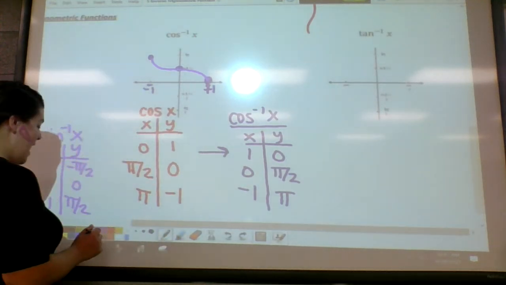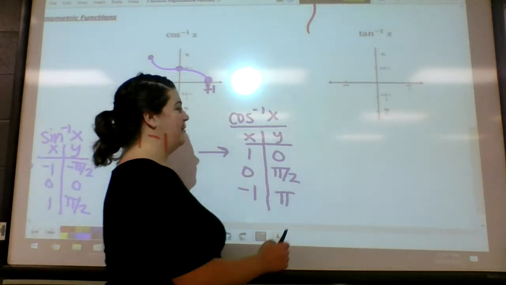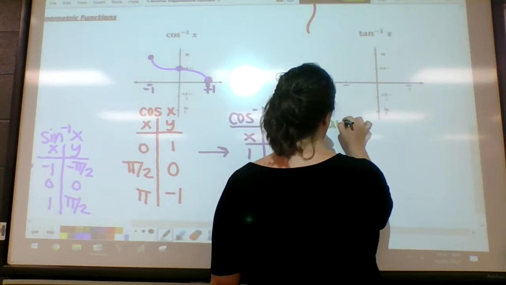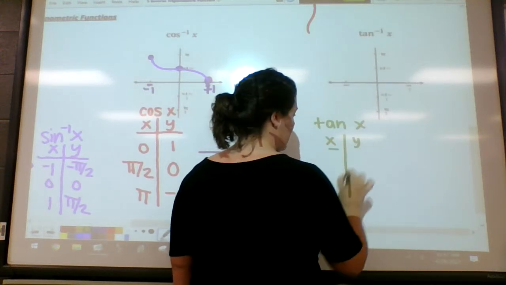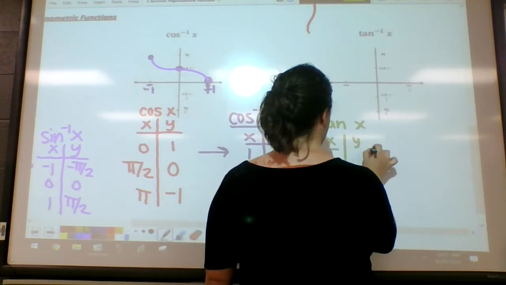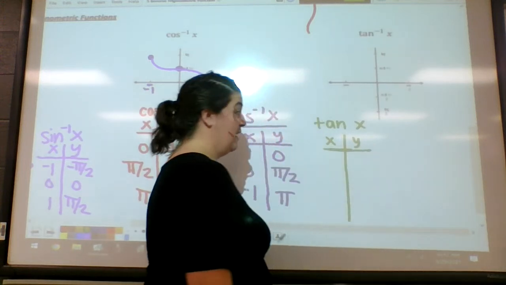All right. And last but not least, and like I said before, you probably won't ever use these graphs again. At least not in this class, right? We're not going to stress too much about our inverse graphs, but now you know.